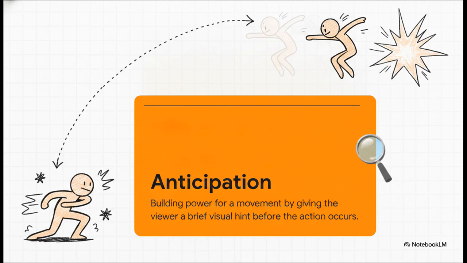Another absolute game changer is anticipation. Think about it. When a character is about to take a massive jump, they step back slightly first, right? That little wind-up builds so much tension and primes the viewer's eye for what's about to happen. Without anticipation, your movements are going to feel totally robotic and weightless.